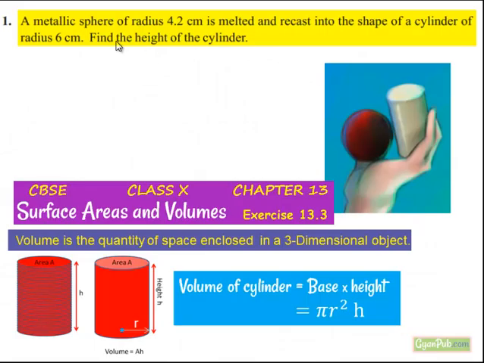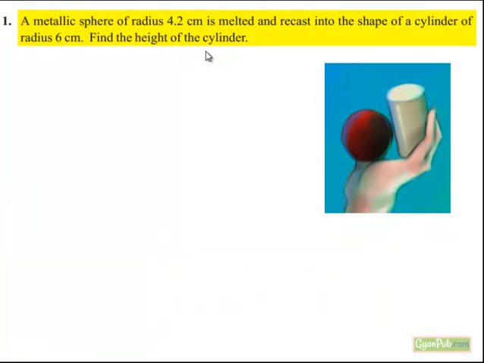Now, coming to the first problem in exercise 3: a metal sphere of radius 4.2 centimeters is melted and recast into a shape of cylinder of radius 6 centimeters. Find the height of the cylinder. Now coming to the solution.